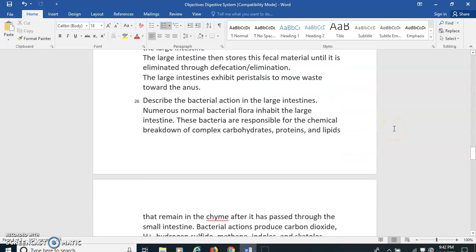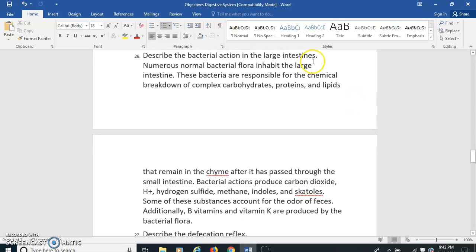Now, when it comes to the bacterial action in the large intestines, this talks about other things that the bacteria are doing in the large intestines. And one thing is, besides producing the B vitamins and vitamin K, they're also breaking down. They make their own enzymes, so they'll go ahead and break down any carbohydrates or proteins or lipids that actually remain in the chyme and don't get broken down, digested, or reabsorbed in the small intestines. They will break them down with their own enzymes.